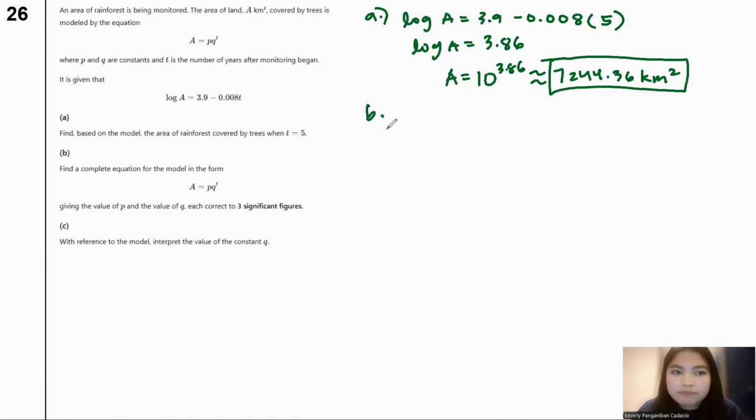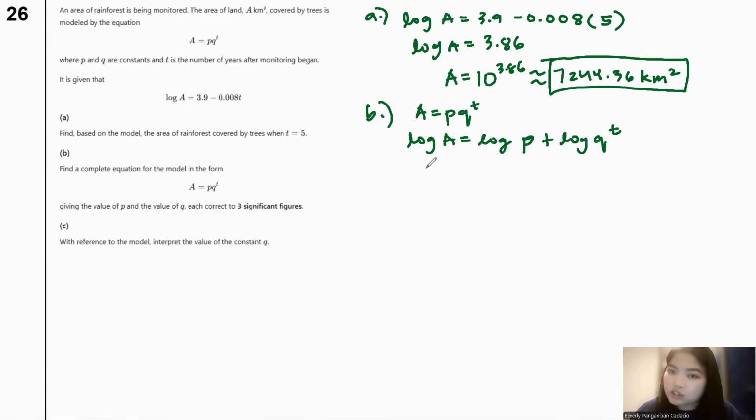Let's go with B. Now, find the complete equation of the model in the form A is equal to PQ^T, and you need to get the value of P and Q at the same time so you can put it in that format. We're going to do the same thing. You know that A is equal to PQ^T can be represented in log form. Log both sides: log P. I'm going to separate now. You know that they are multiplying each other, therefore we can just separate them by addition. But you're not yet done because that T is still on the top and you want to put it in front, which is T log Q.